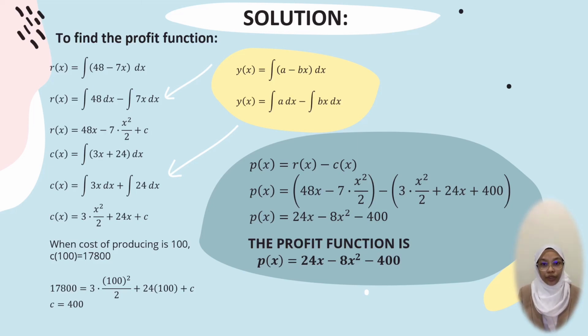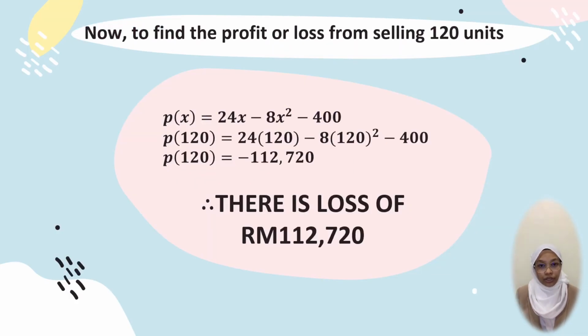Now, to find the profit, we have to subtract the total cost from the total revenue. So, the profit function that we get is P(x) equals 24x minus 8x squared minus 400. Now, to find the profit or loss from selling 120 units of the product, we just put the quantity into the function that we got just now. So, the profit or loss that we got is negative 112,7,200. So, it is a loss of 112,7,200. That's all from me.